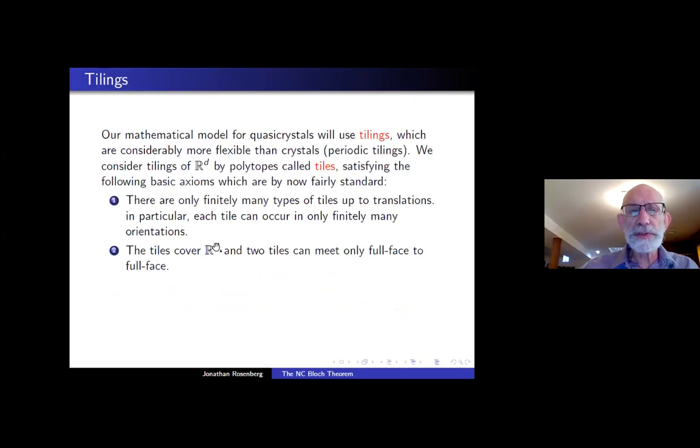And the tiles cover the whole space, and two tiles are assumed to meet full face to full face. So you can think of the tiling as something like the arrangement of a floor in a bathroom, where you take tiles of various shapes and paste them together to cover the floor.